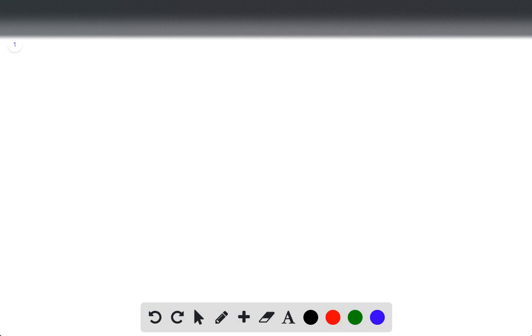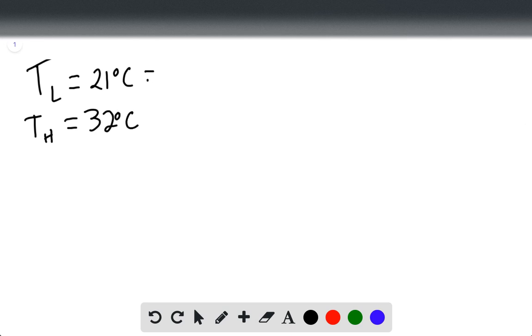So we need to find the electrical power saved. T sub L is going to equal 21 degrees Celsius. T sub H is going to equal 32 degrees Celsius. We're going to convert this to Kelvin. So we'll say 294 Kelvin. And here we'll say 305 Kelvin.